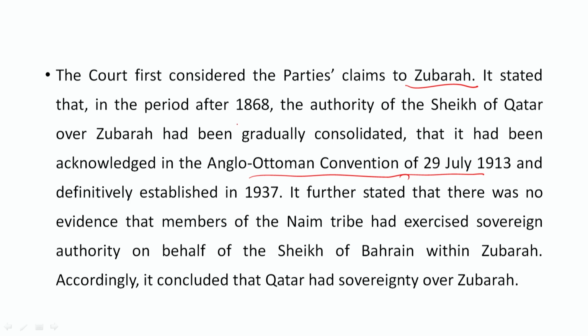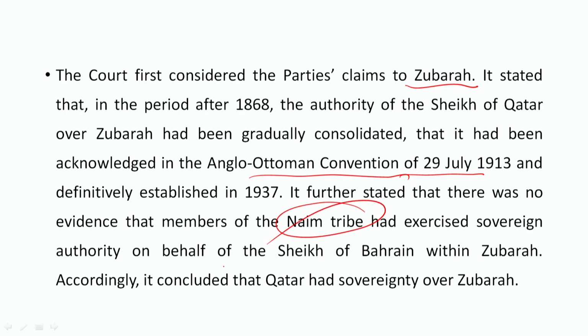So one was the area of Zubarah, which was contested in this case between Bahrain and Qatar. Historically, Qatar was making claims that Zubarah belongs to Qatar, whereas Bahrain stated that this was wrongly concluded during the Anglo-Ottoman Convention. But Qatar was trying to prove that the Ottoman Empire had always accepted the claim made by Qatar. And the Naim tribe, which belongs to the Bahrain tribe, whether their population was there at Zubarah or not, even if they were inhabitants of that place, they were still marginal in number. So on that basis, Bahrain could not make a very broad claim.